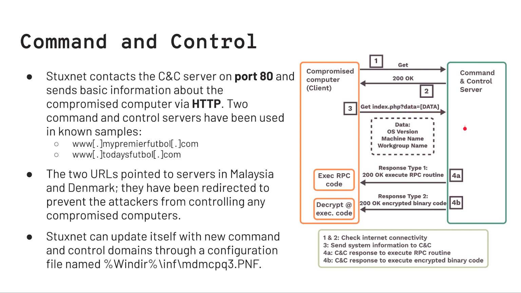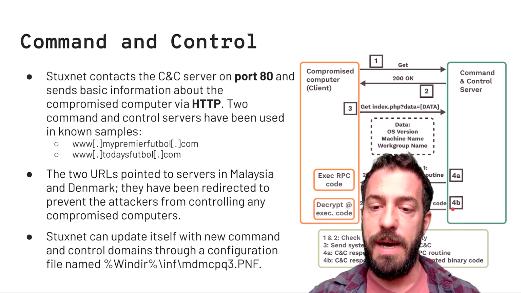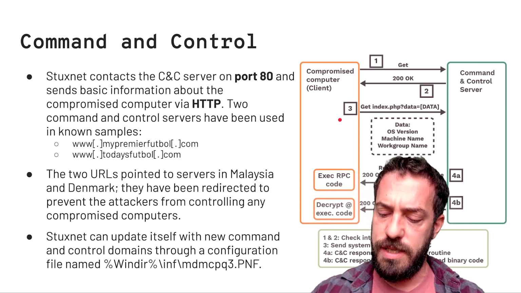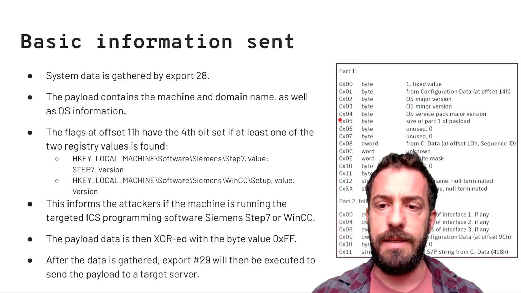It will send information out, and then the command and control server will receive the information and respond back either by asking to execute a routine, so the attacker can execute pretty much any code on the compromised computer, or it will just provide back an encrypted binary code to the compromised client. So this is how the command and control works, but let's see that in more detail.